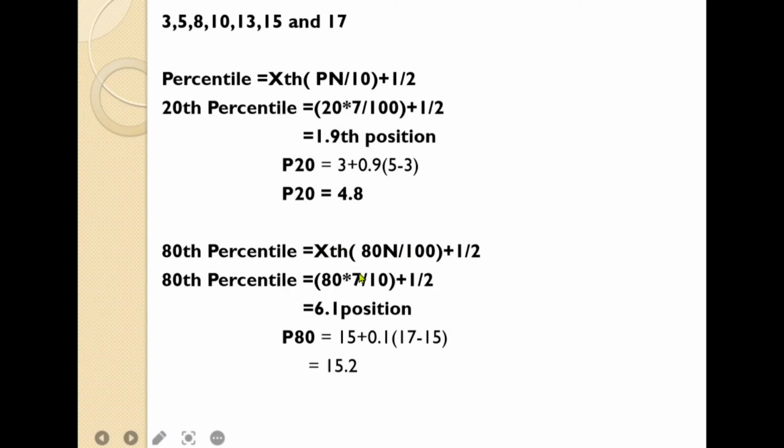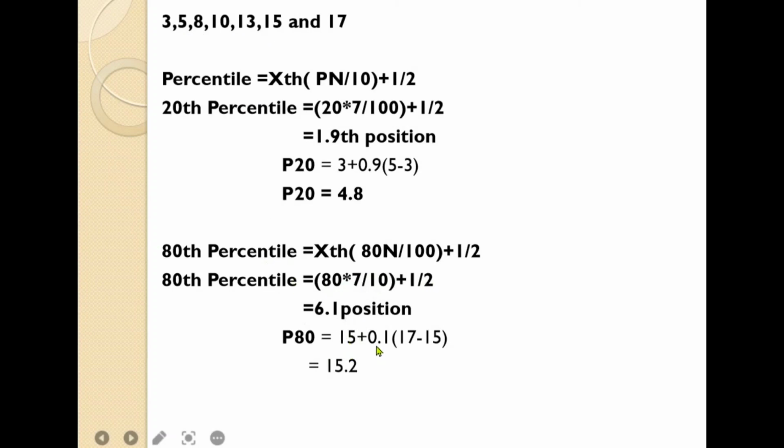80 times 7 divided by 100 plus half. Please, this should be 100 plus half. Gives us the 6.1 position. The 6th position, 1, 2, 3, 4, 5, 6. The 6th position is 15.